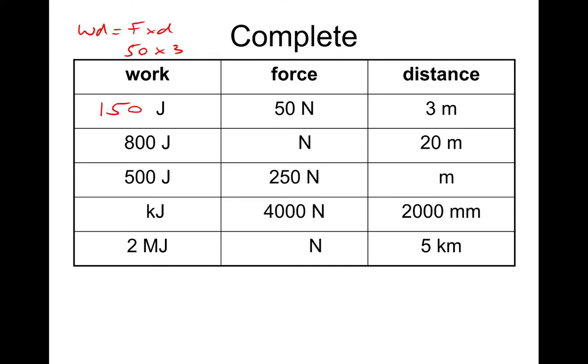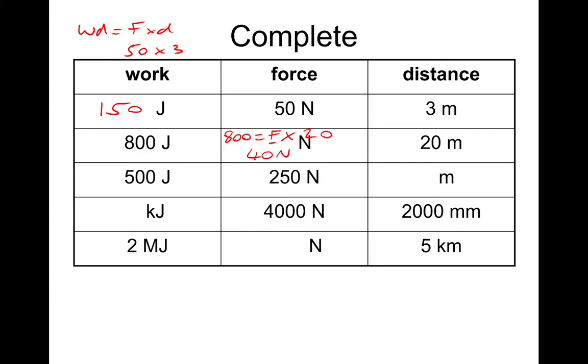The next one. So once again, this is number 2. The second one, work done is force times distance. So 800 equals the force F times 20. So to get F as the subject, we need to get rid of the times 20, so divide by 20. So if you do 800 divided by 20, you get 40 newtons.